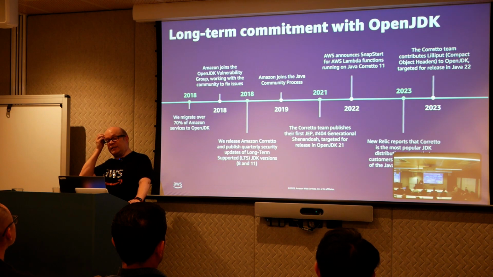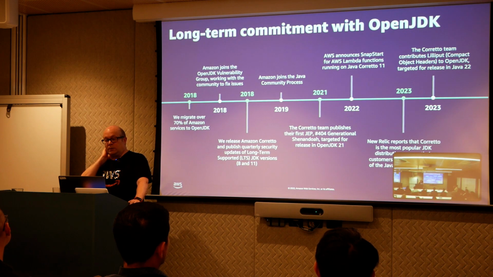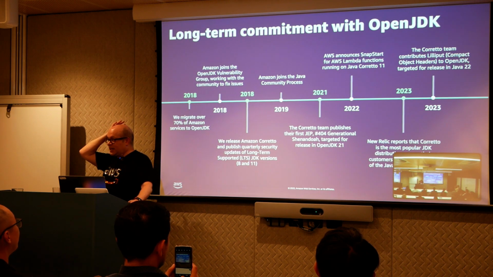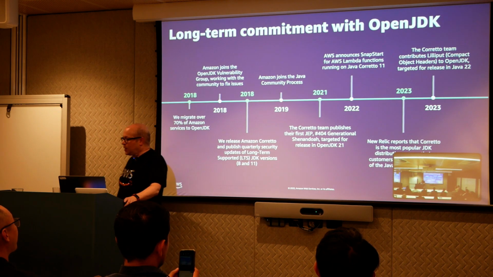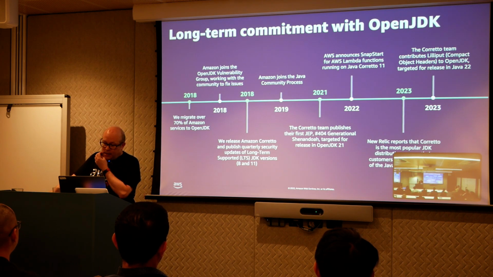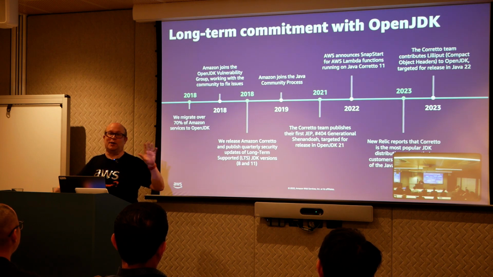Another way we're earning trust is how we're doing work upstream in OpenJDK. So we had a brief conversation about this. Amazon is a big Java shop. 80% of our stuff is Java. I could do a whole talk on this alone.